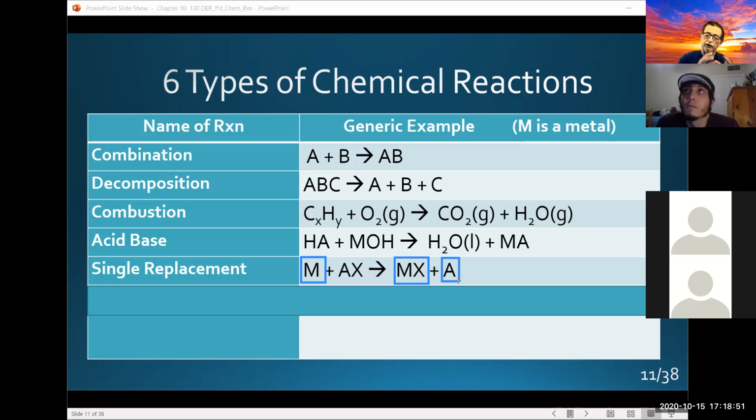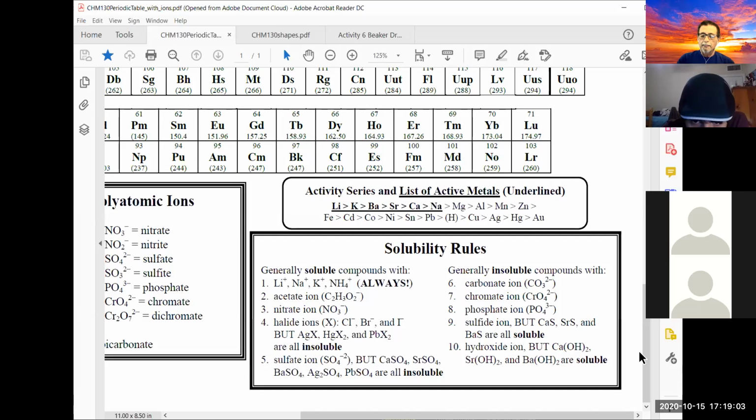Okay, now how do we know whether a reaction proceeds or not? Well, I direct you to the infamous periodic table. Okay, now right above the solubility rules, there's this little table there. We call that the activity series. That's a list of active metals. Now, you'll see that lithium's the first one written.